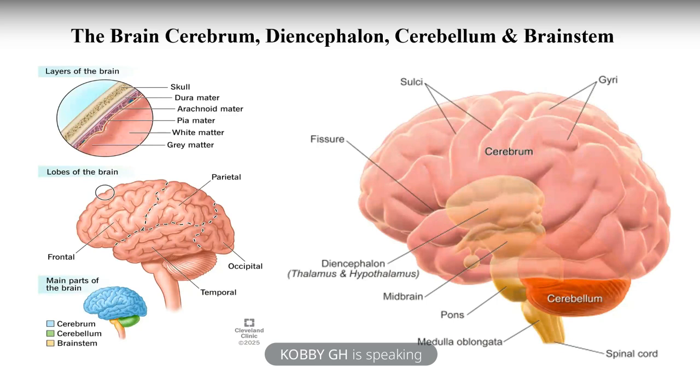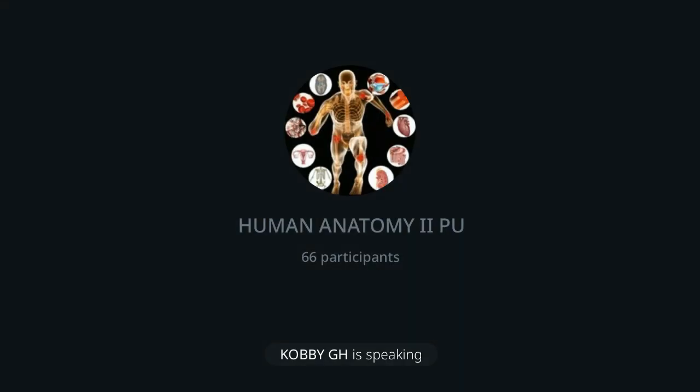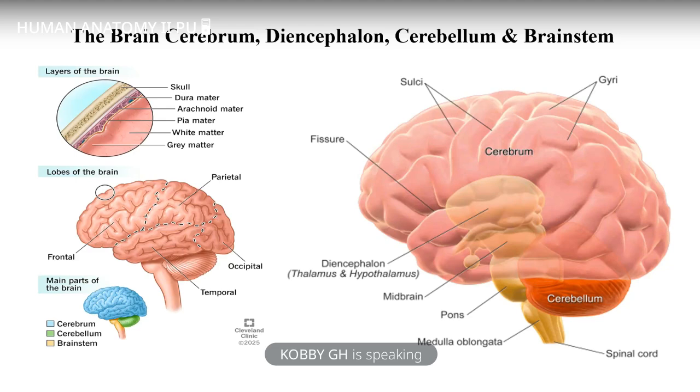Now, once you know these things, you are done with the brain. The brain is made up of three major parts: the cerebrum, which we also call the telencephalon or upper brain; the cerebellum; and the brain stem. The brain stem is further divided into four parts. We have the diencephalon, which we also call the interbrain.